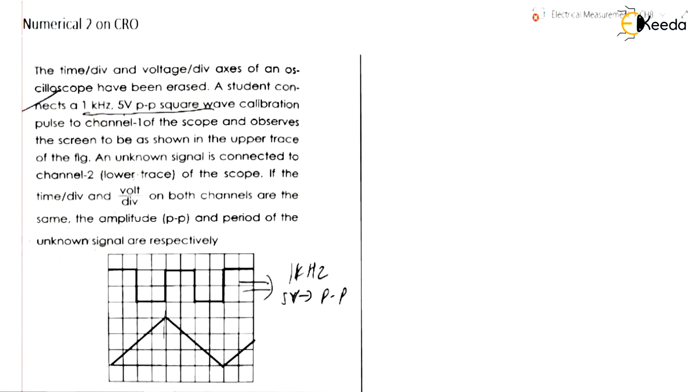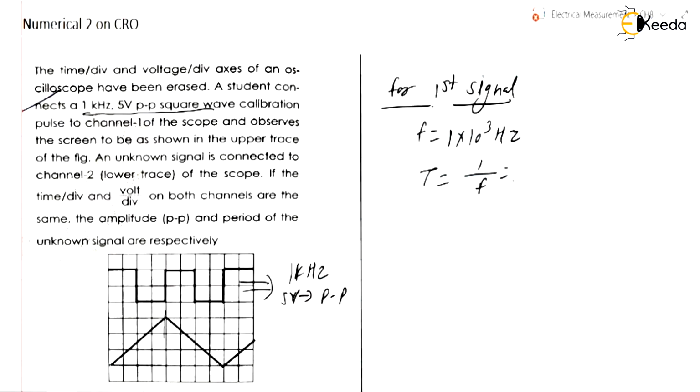So first of all, from the first signal we need to find the vertical setting and the horizontal setting. Vertical setting means in volt per division and horizontal setting is in second per division. For the first signal, the frequency is 1 kilohertz, that is 1 into 10 to the power 3 hertz. So we can write time T is equal to 1 by f, which is 1 millisecond, so 1 into 10 to the power minus 3 seconds. This is the time period of the signal. Next, it is given 5 volt peak to peak.